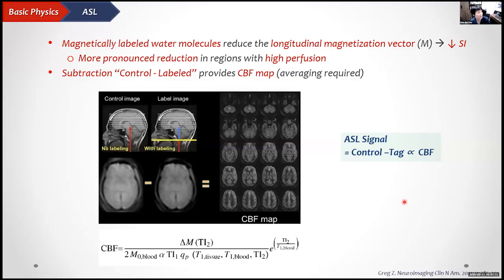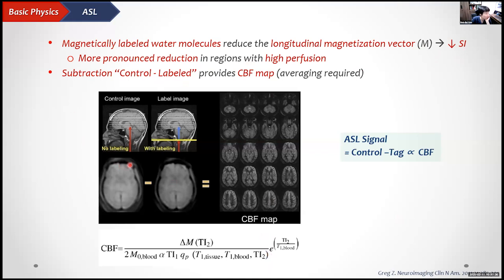And next, moving on to ASL. In ASL, the labeled water molecules reduce the longitudinal magnetizing vector, resulting in a drop in signal intensity. So you have more pronounced reduction of the signal intensity in the regions with higher perfusion, and subtracting the label image from the control image will give you the CBF map using the equation shown at the bottom.